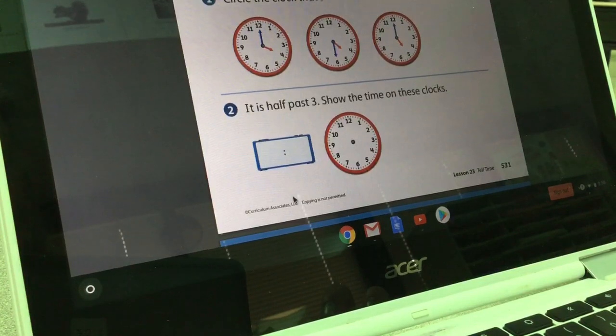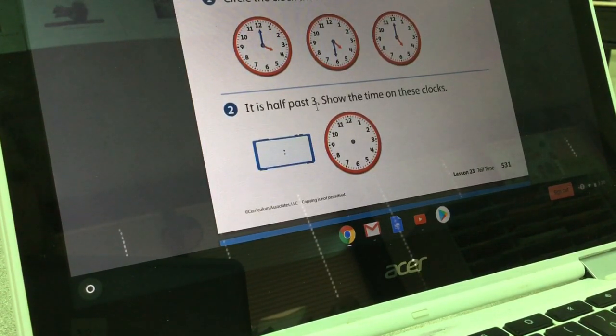Please circle the first clock. Number 2, it is 3:30. Show the time on these clocks. All right, friends, remember, 3:30 means that minute hand has gone halfway around the clock and ends at the 6. It stops at the 6. 3:30. All right, let's start with our digital version.